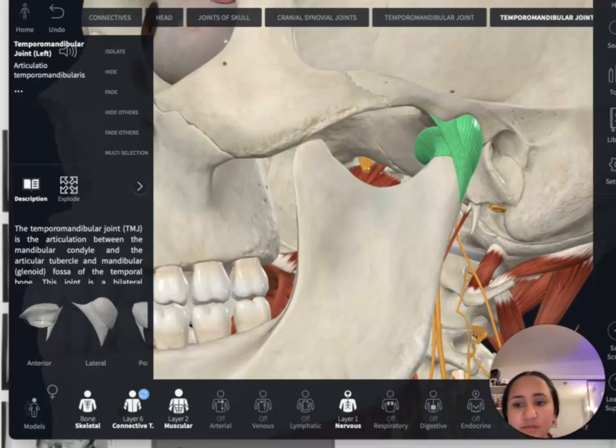So TMJ syndrome disrupts proper biomechanical principles. There would be overloading, so there would be an increase of pressure on one side instead of it being evenly distributed to both sides through the disc. This could result in damage or trauma to the tissue, and then pain, inflammation, and wear and tear.